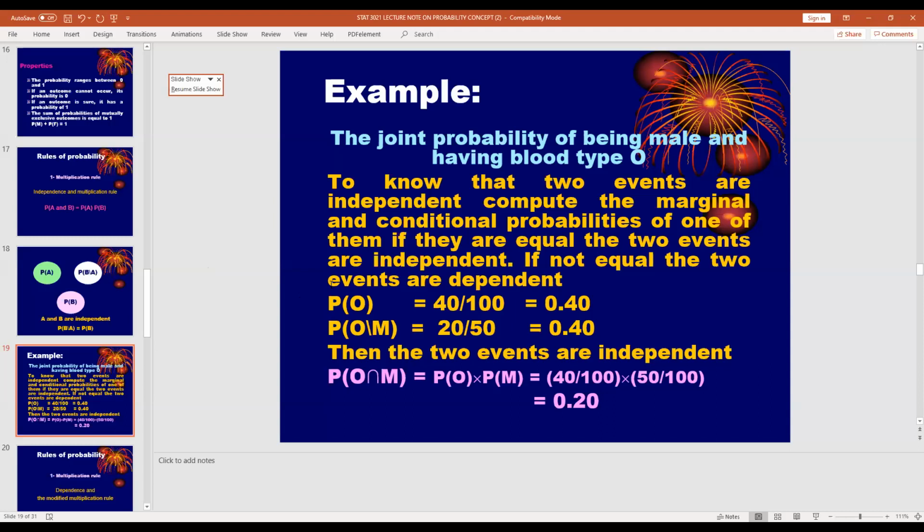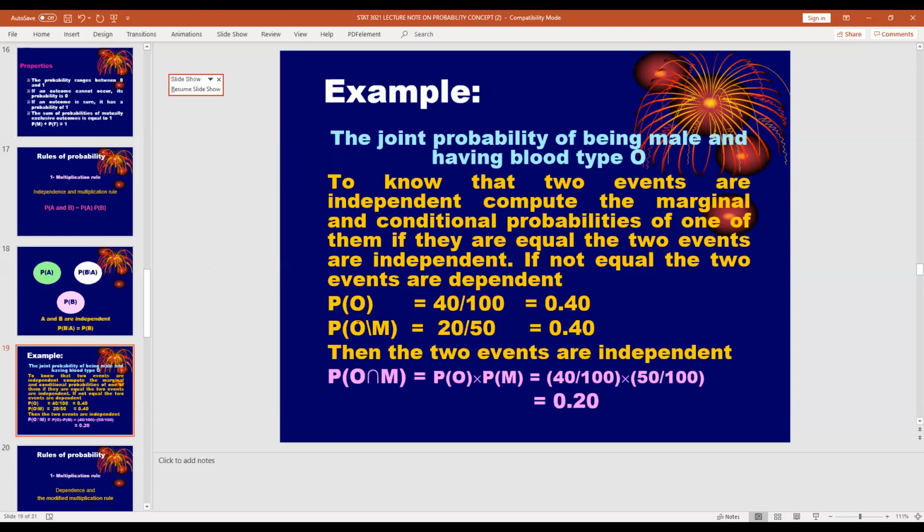If you want to investigate whether events are independent or not, what you need to do is compute the conditional probability, and you also need to compute the marginal probability. If the marginal probability is the same as the conditional probability, then you conclude that they are independent. They don't depend on each other.